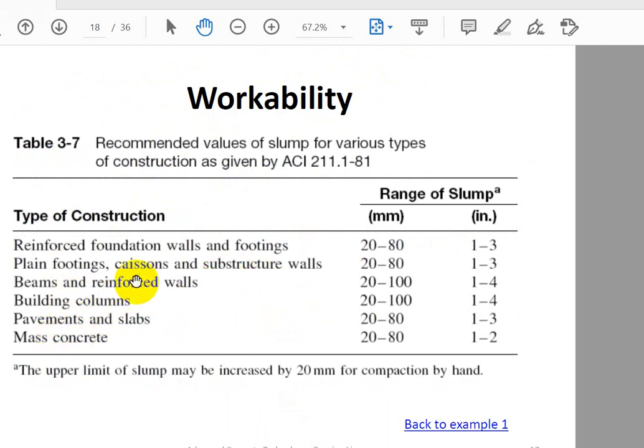so we have structure walls, footings, pavement and slab is 20, so it falls between 20 to 80, and the one we have in the example is 30 to 60, so that falls within the recommended range of slump, and that should be okay.